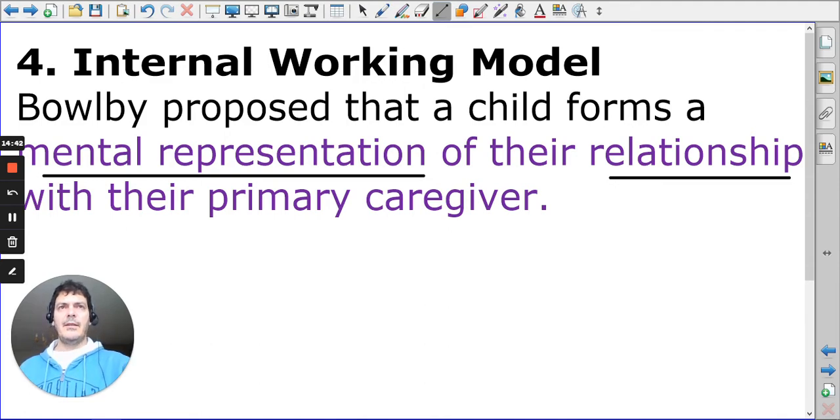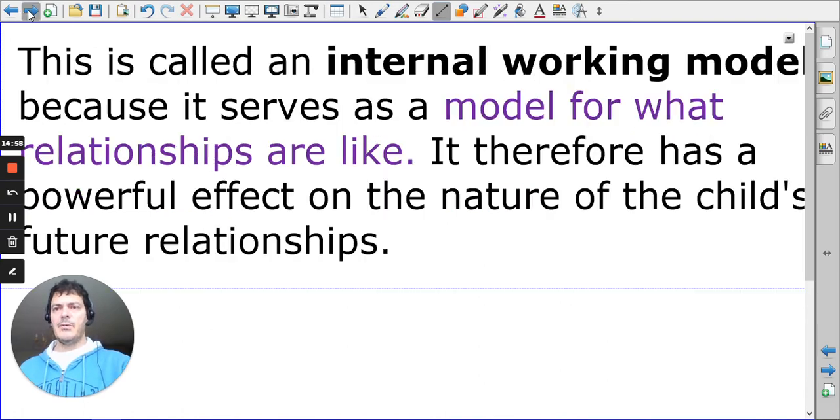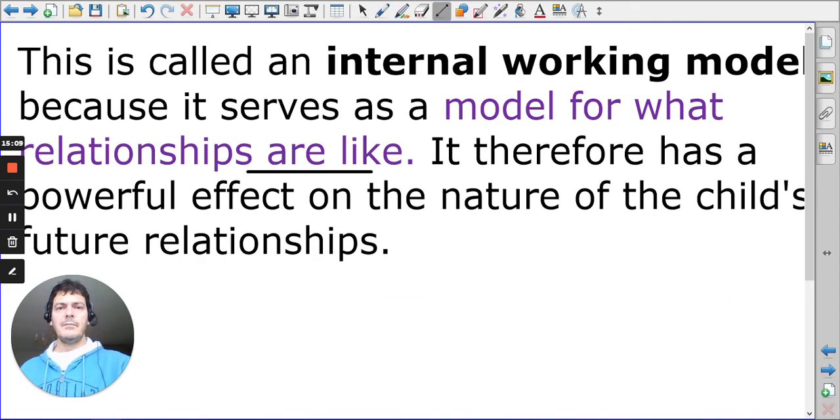So in other words, as the attachment bond forms between the infant and the caregiver, and vice versa, the infant forms this internal model of what a relationship with somebody else looks like, and Bowlby calls that internal working model. Okay, and he says this model serves as a model for what relationships are like. So in other words, it's like the baseline. This is what relationships are like. So therefore, this becomes the important aspect that Bowlby talks about, because it could affect our future relationships.